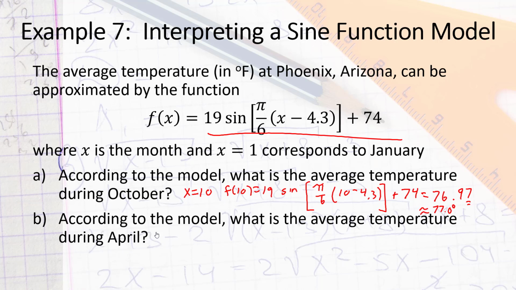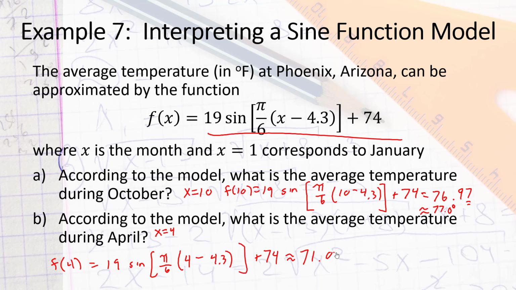Okay, what about the last one? Well, we're looking at April. For April, we have that x is equal to 4. So then f of 4 is going to be equal to 19 times the sine of pi over 6 times 4 minus 4.3, plus 74, and that will give us 71.02 degrees, which would approximate to 71.0 degrees.